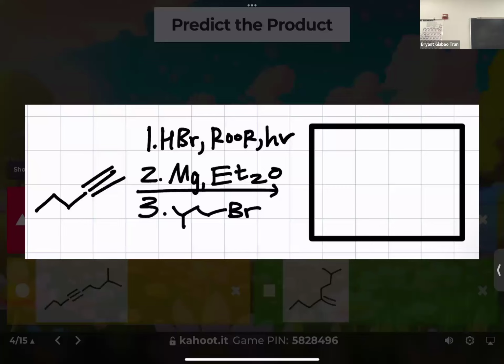But when you do synthesis, you don't have to include the solvent. You can just put Mg and you get full credit for that. This is just for completion, for what's actually happening. But that's a good question. Next one. Any questions on this one?